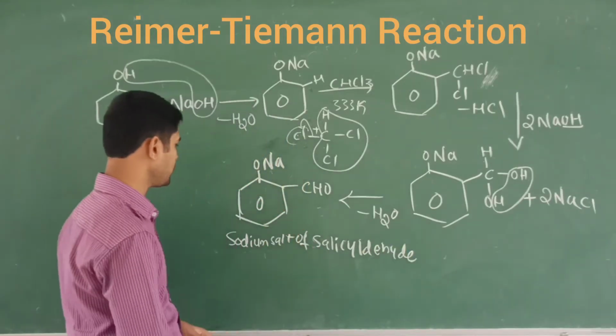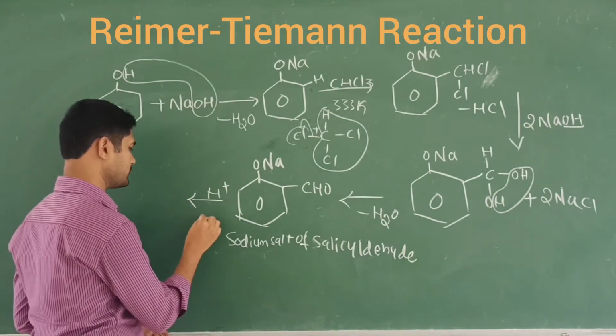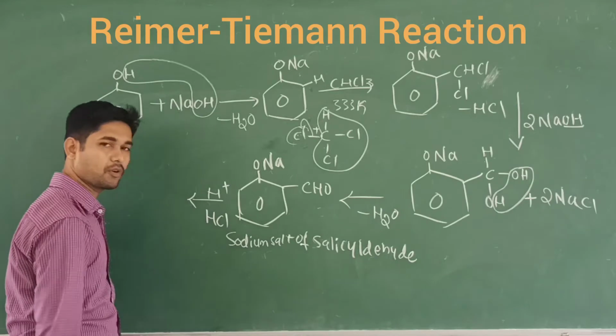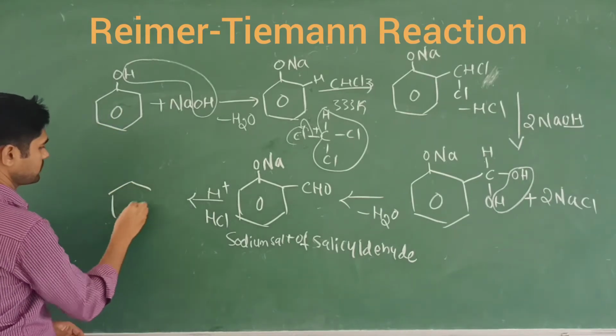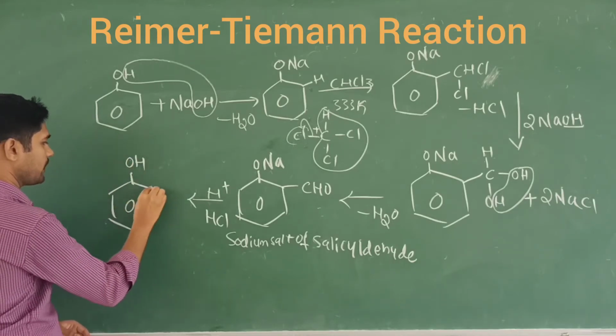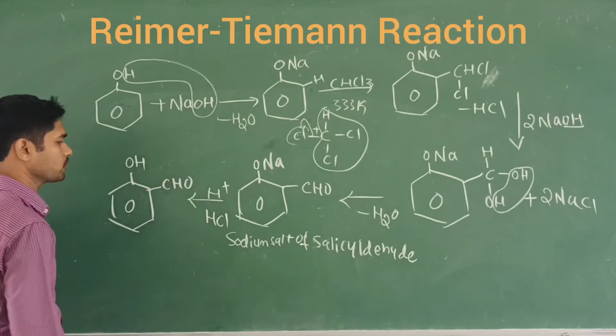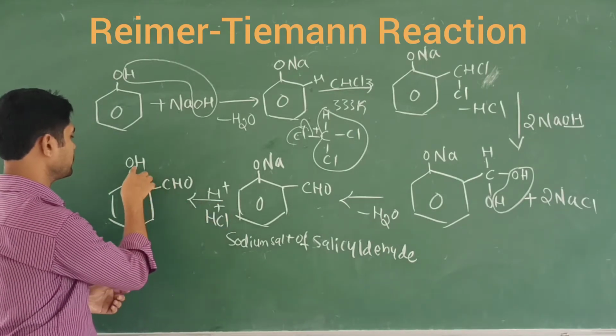The sodium salt of salicylaldehyde, on further acidification with dilute hydrochloric acid, HCl, gives salicylaldehyde. That is, this OH will be as it is, and this will be the CHO compound. What am I going to do here? This H plus will combine at this position.